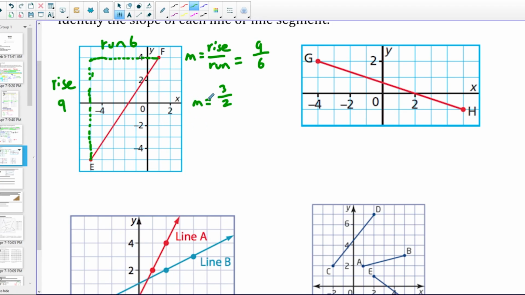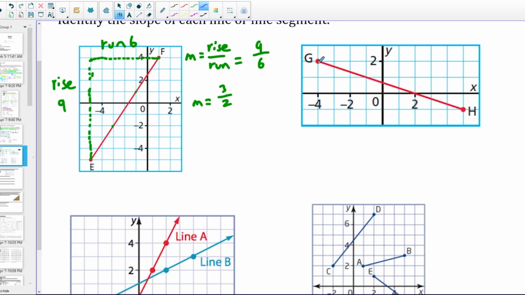And we can check our answer again by counting up 3 units and going 2 to the right. We end up with a point. We go up 3, 2 to the right, and we have a point, and we go up 3 and 2 to the right, and we end up going from E all the way to F.